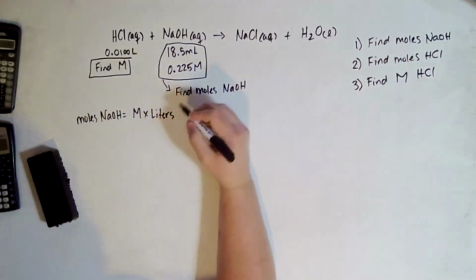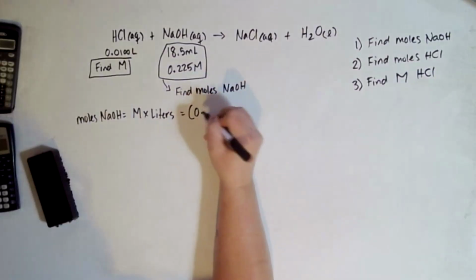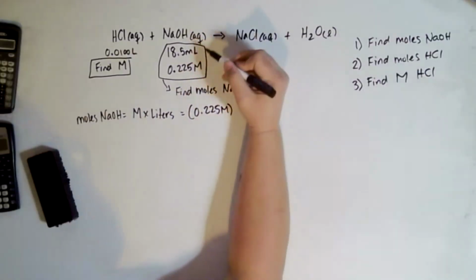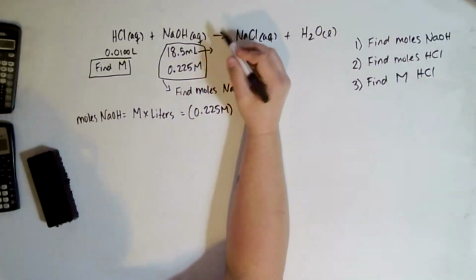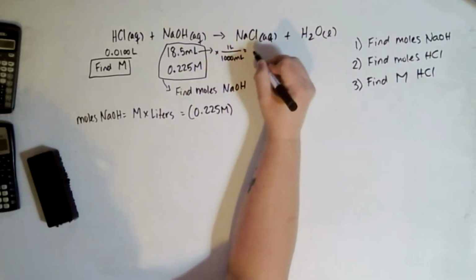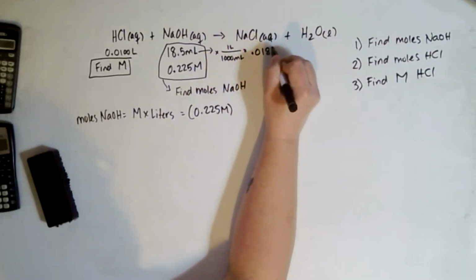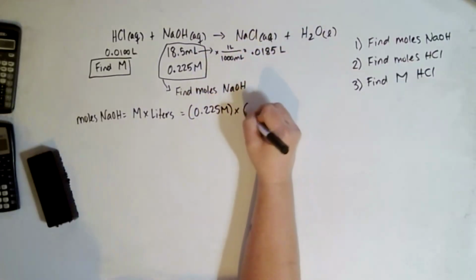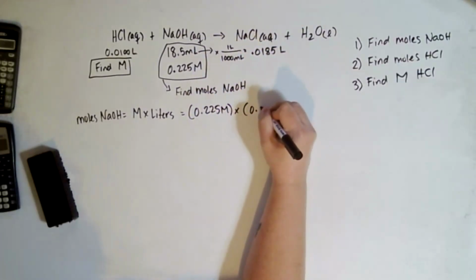All right, so I've got a molarity of 0.225 molar. My volume here, I'm going to convert this into liters by dividing it by 1,000, so that when I do my multiplication, it's already in terms of liters.